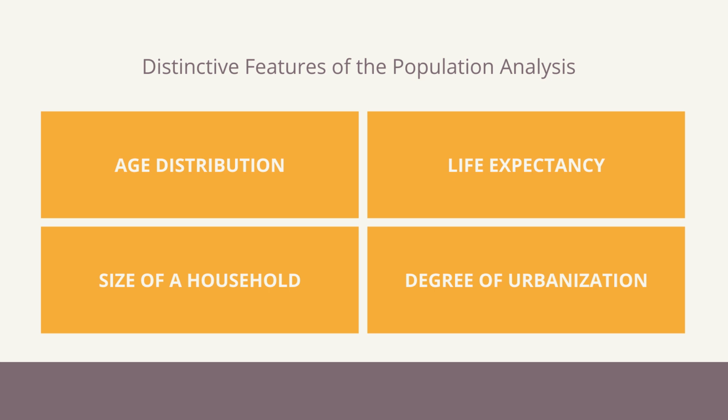We have the first one, the age distribution, which basically tells you how old is your population. The second one is the life expectancy, that tells you an average of how long your population is going to live. The third one is the size of a household, that tells you how many members a family has. And the last one is the degree of urbanization, that tells you if your population have the basic services.